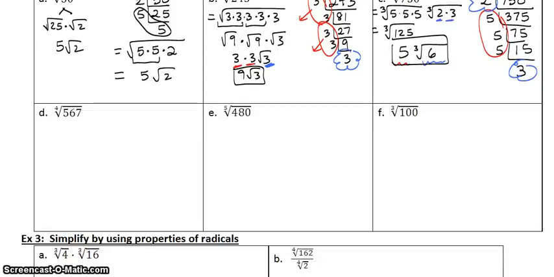Now for part D, I'm looking for a fourth root. So I'm going to need a group of 4 in order to put a number in front. I'm still doing upside down division. Now this one may have had you test a few prime numbers before figuring out what the factor is, but it can be divided by 7.